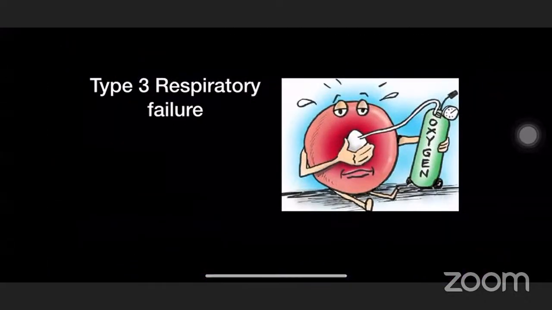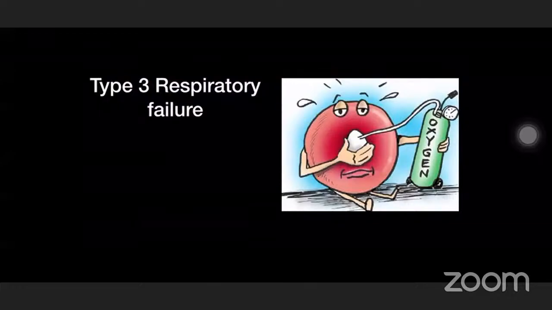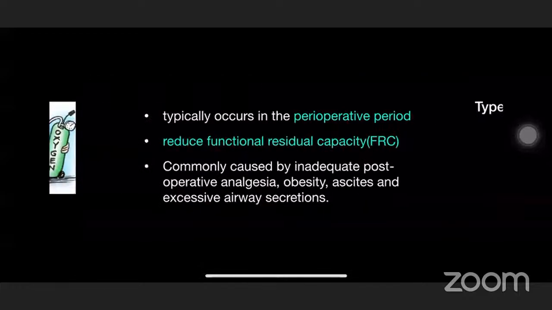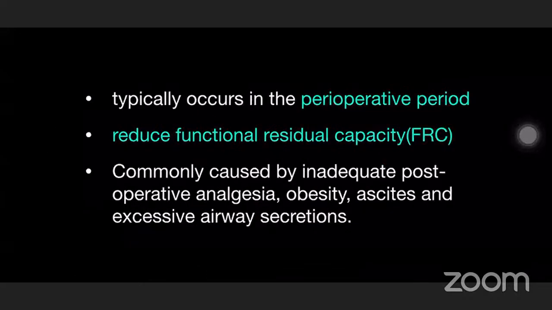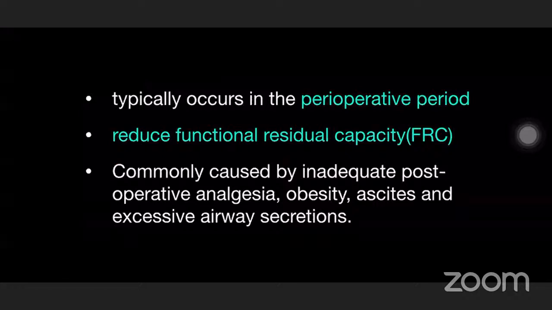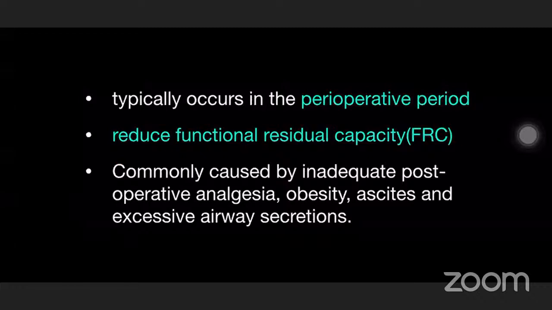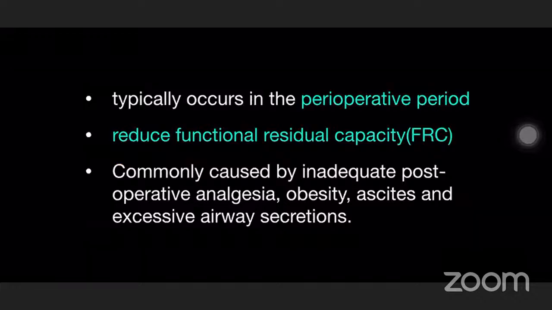Now we're going to see type 3 respiratory failure. It is not as common as type 1 and type 2. This occurs in the perioperative phase because the factors that reduce the FRC combine with the causes of increased closing volume to produce atelectasis. So the functional residual capacity of the individual decreases. Perioperative phase is the phase around a surgery. It is commonly caused by inadequate post-operative analgesia, obesity, ascites, and excessive airway secretions.